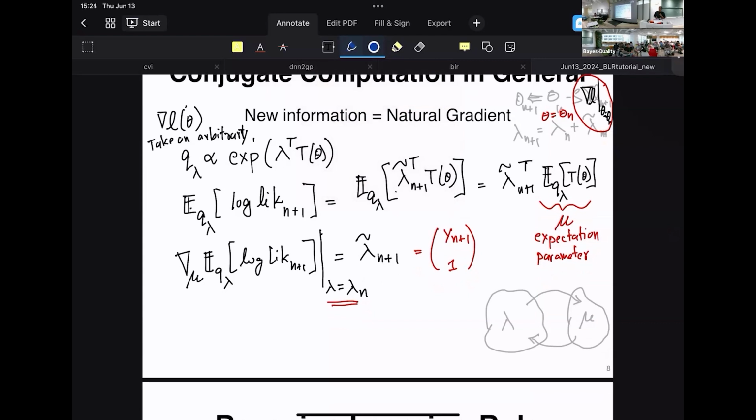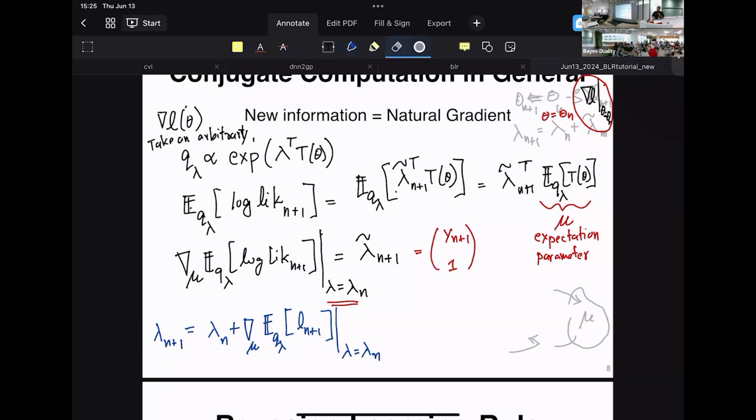So let's write lambda n plus 1 equals lambda n, and then write down gradient of mu, and then do an expectation as an arbitrary exponential family of ln plus 1. Expectation is with respect to theta. I'm omitting that, but I hope that you catch that. And this is evaluated at lambda equals lambda n. Okay, so this is gradient, right?